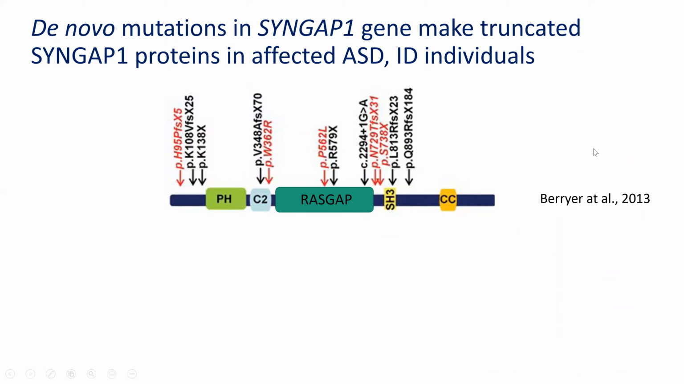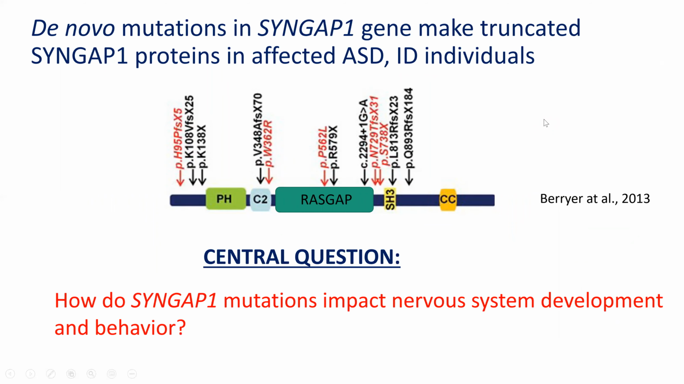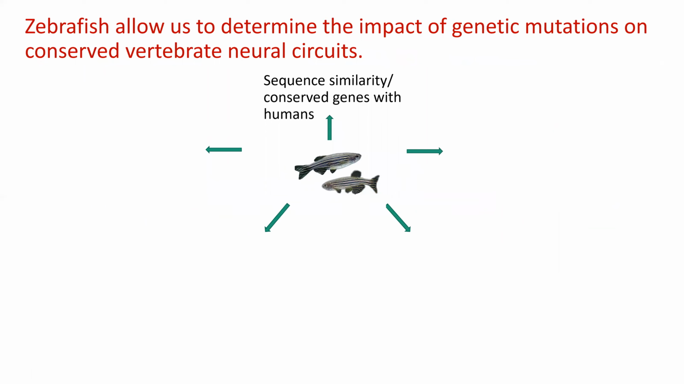During the last decade, a growing number of loss of function mutations in SYNGAP1 have been discovered to cause ASD and ID, and these mutations span throughout the protein. With that, we ask the question, how do SYNGAP1 mutations impact nervous system development and behavior? In our lab, we use zebrafish to answer these questions. So why zebrafish?